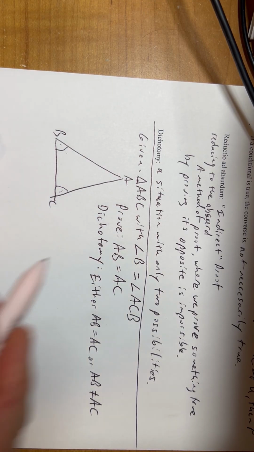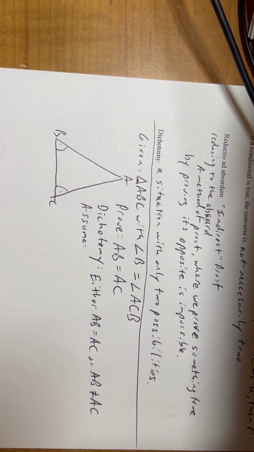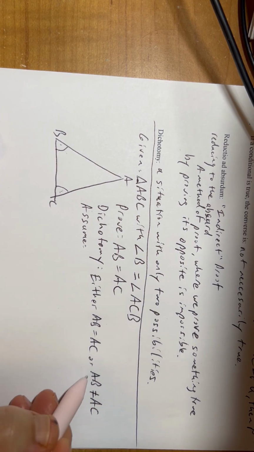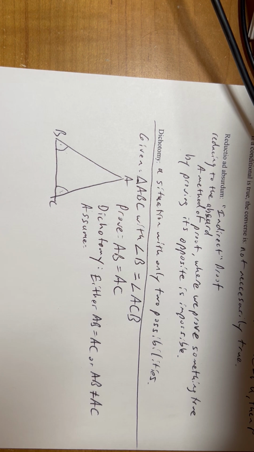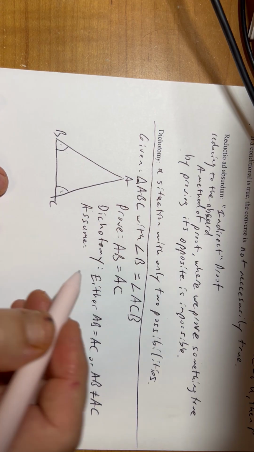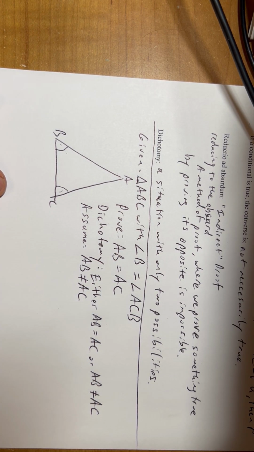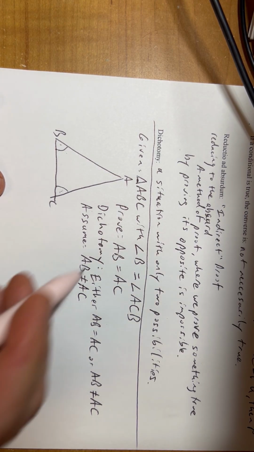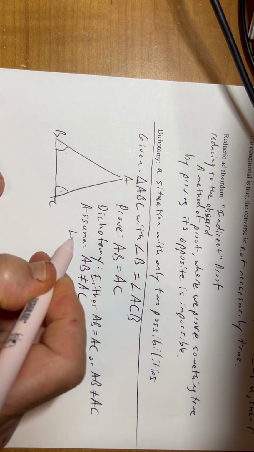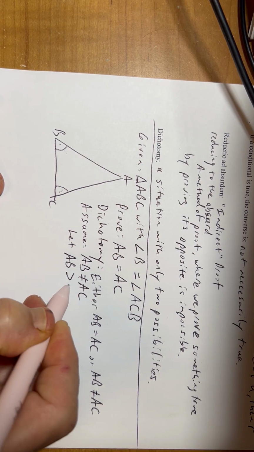All right. And so what we're going to do is we're going to assume that they're not. And then we're going to show that that's impossible. If we assume that they're not equal, it's going to lead to a contradiction, a logical contradiction of something we already know. So we're going to assume AB does not equal AC. All right. Now, if AB does not equal AC, that means one of them is bigger. It doesn't matter which one is bigger. We're just going to let AB be the bigger one.